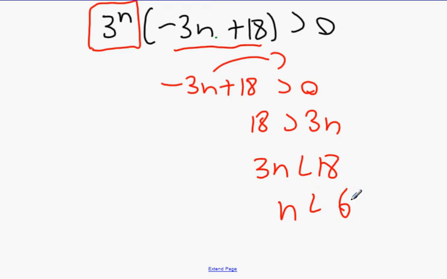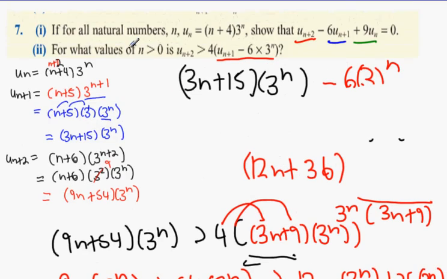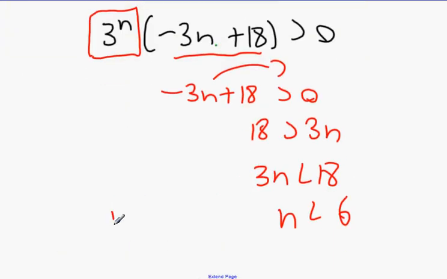All the numbers n smaller than 6. Any numbers that's smaller than 6 will result in that being true. Okay, so that's what we're asked for, wasn't it? Find the values, for what values of n greater than 0. So all the numbers between n greater than 0 and n less than 6. It's going to be 1, 2, 3, 4 and 5.